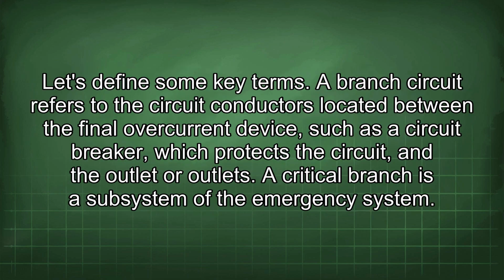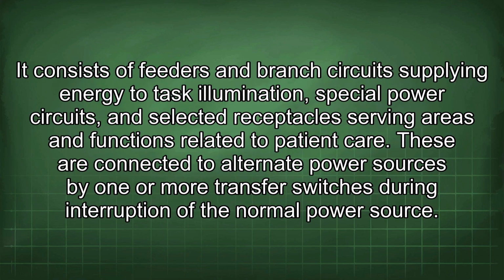Let's define some key terms. A branch circuit refers to the circuit conductors located between the final overcurrent device, such as a circuit breaker, which protects the circuit, and the outlet or outlets. A critical branch is a subsystem of the emergency system. It consists of feeders and branch circuits supplying energy to task illumination, special power circuits, and selective receptacles serving areas and functions related to patient care. These are connected to alternate power sources by one or more transfer switches during interruption of the normal power source.